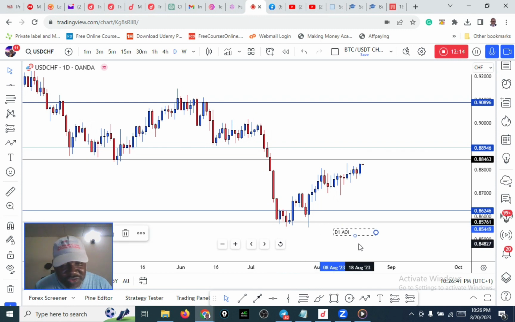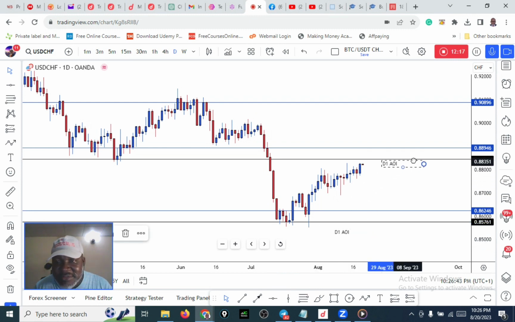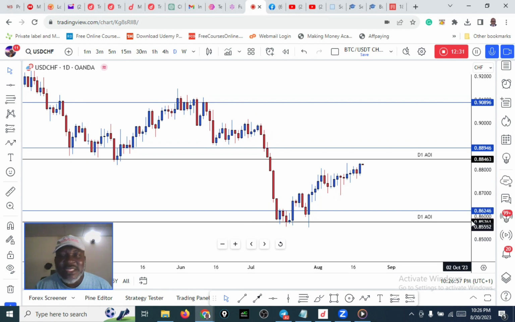Then I want to duplicate this for this level here. Then also grab this and put this here. So we now know that the black levels are our daily levels. Guys, let's lock up this level. Lock up this black one.